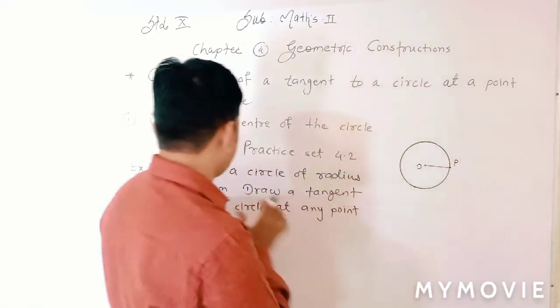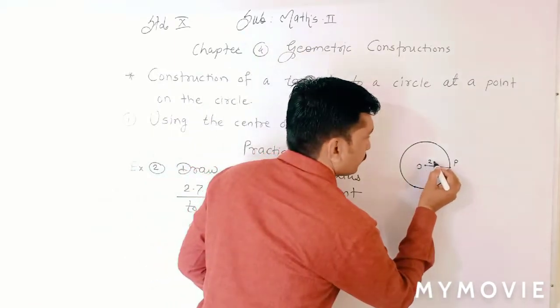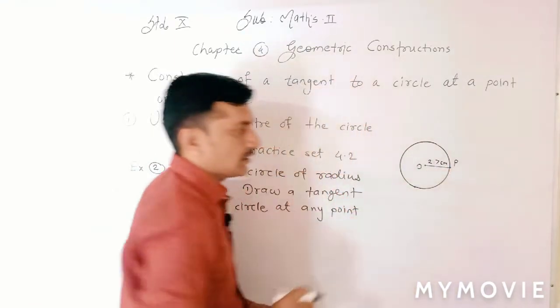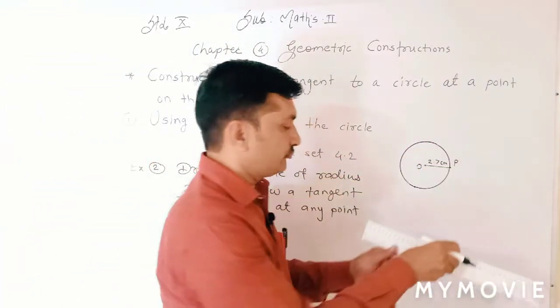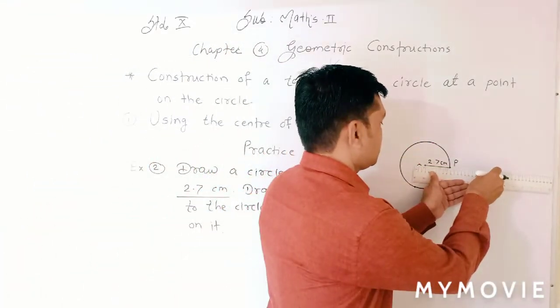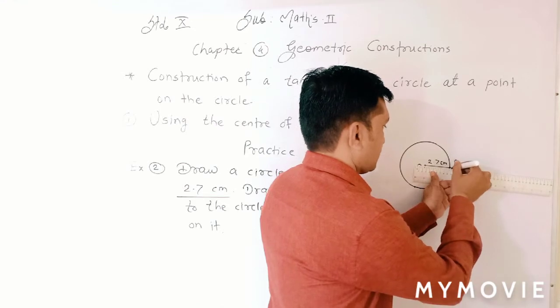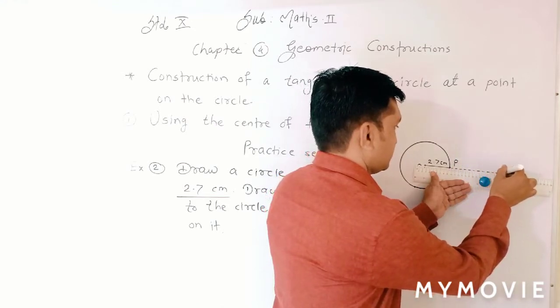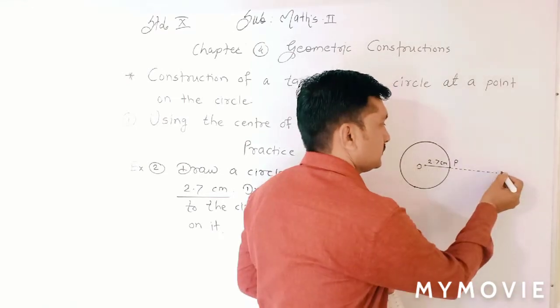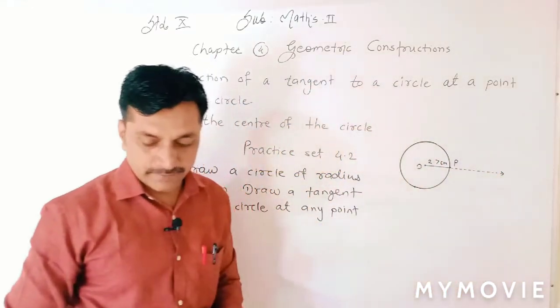OP is the radius of 2.7 centimeter. After that, to draw a tangent from point P, we have to extend this radius. Extend the radius to the right side. Now we got this ray.